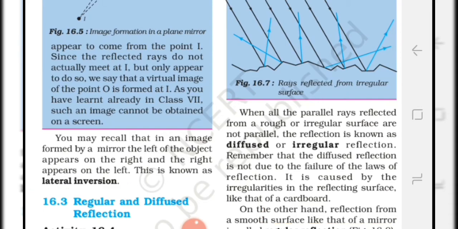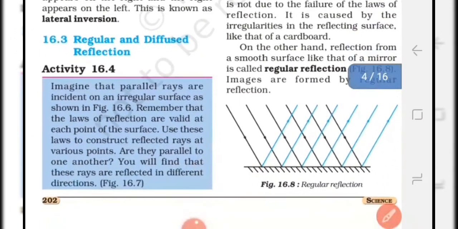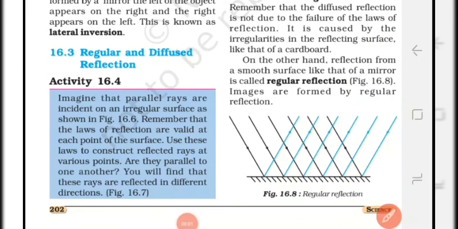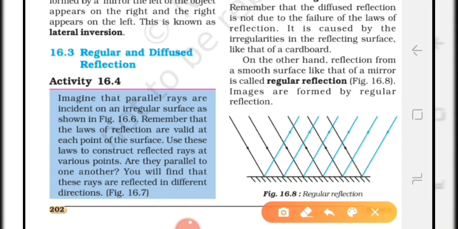Now let us move to the next topic, that is regular and diffused reflection. What is regular reflection? Let us understand it with the help of figure 16.8. When a parallel beam of light falls on a polished surface, it is reflected back in one direction. You can see here. Such type of reflection is known as regular reflection.